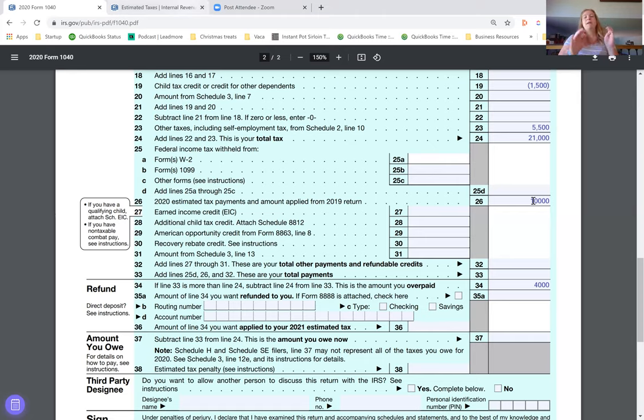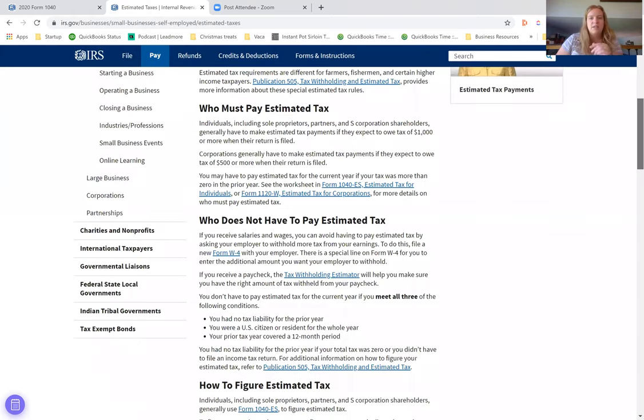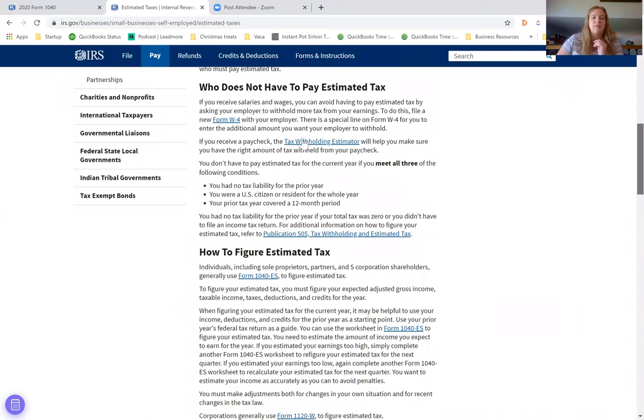So maybe now you're at the point where you're saying, okay, pretty sure I need to make some estimated tax payments. I don't want to deal with adjusting the W-4. I would rather just make estimated tax payments. This is where the IRS website comes into play. So if you just Google IRS estimated taxes, you can't miss this page coming up. They cover all of the details in here from the IRS. They have estimators and everything.